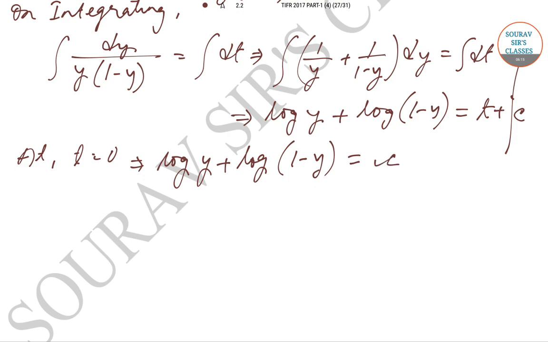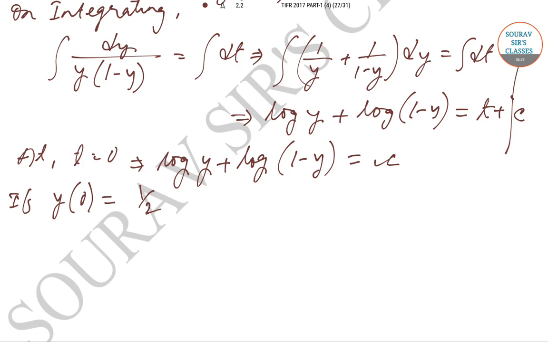But we do not know the value of c, so we have to find some value of c. If y naught, that is y of 0, is equal to half, we can take y0 equal to half, since it has already been said that y of 0 belongs to the closed interval 0 to 1, so we can take some value in between 0 and 1. We are taking the value in between.